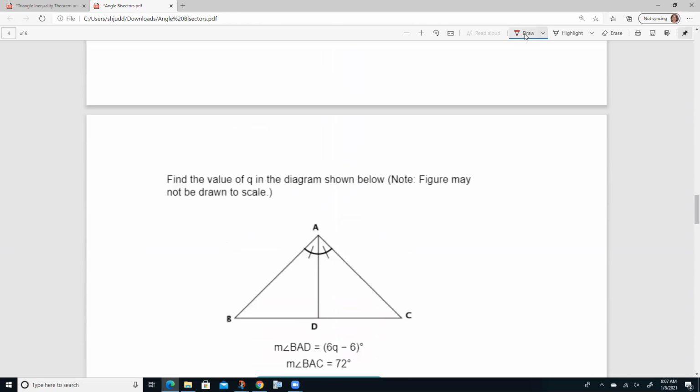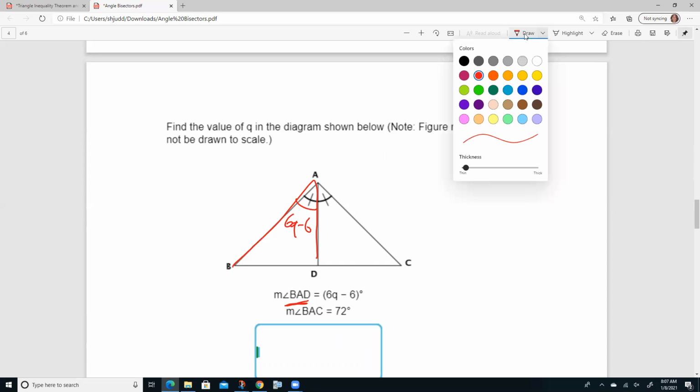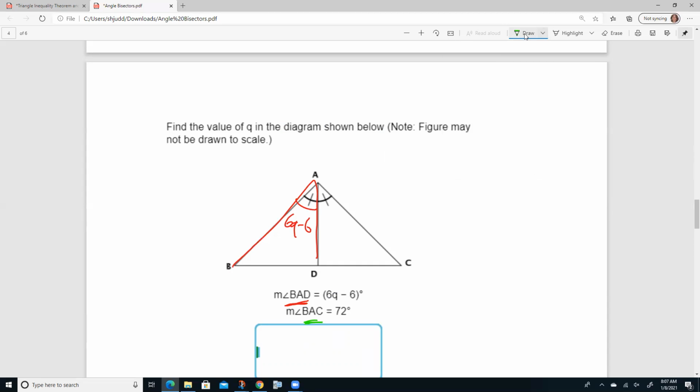Let's look at this one. It says, find the value of Q in the diagram shown below. Figure may not be drawn to scale. So let's start off with angle BAD. Angle BAD, that's this angle right here. Cool. That is 6Q minus 6. Let's look at BAC. Okay, so that's the whole big angle, and that's equal to 72. Oops, I'm not sure why I wrote 76 there.